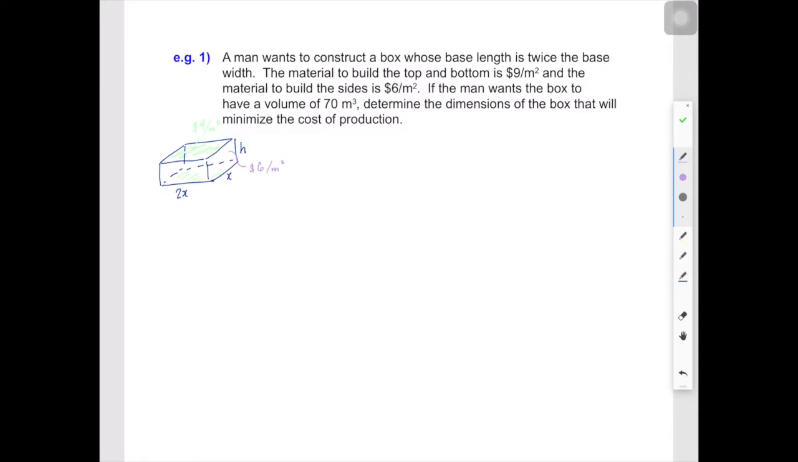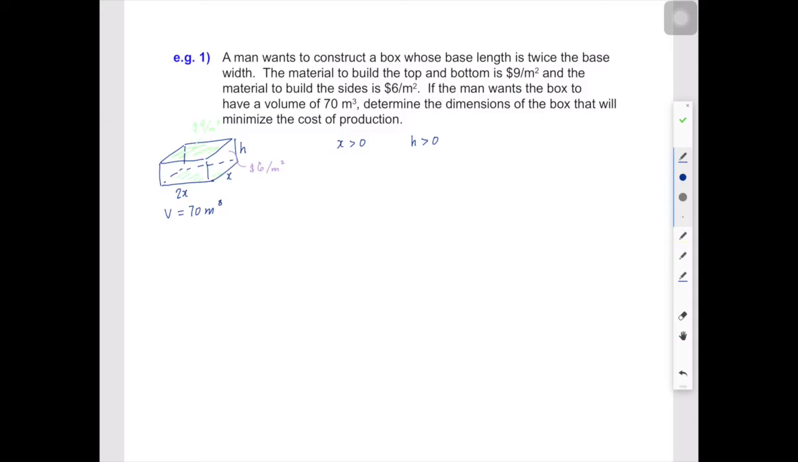The volume of the box must be 70 cubic meters. And we want to minimize the cost of production, which in a sense translates to minimizing something related to the surface area of the box. Other ideas we need to consider are the domain and range of the variables. Since we're dealing with dimensions, we know that x must be greater than 0. So is h, the height of the box.